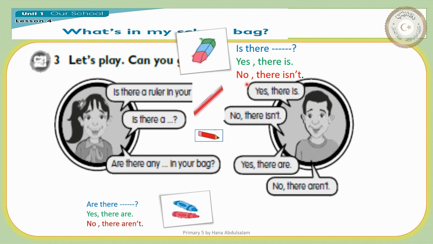So, is there a rubber in your bag? Yes, there is. No, there isn't. Is there a ruler in your bag? Yes, there is. No, there isn't. Is there a pencil in your bag? Yes, there is. No, there isn't. What about a crayon? Are there crayons in your bag? Yes, there are. No, there aren't.